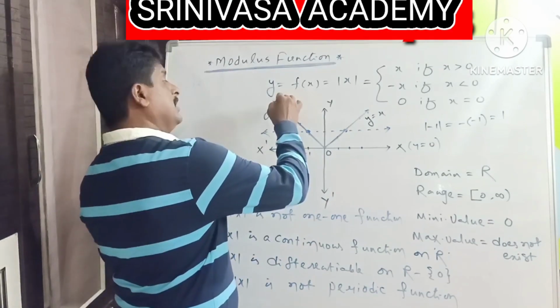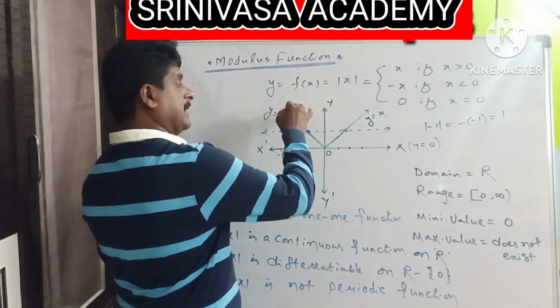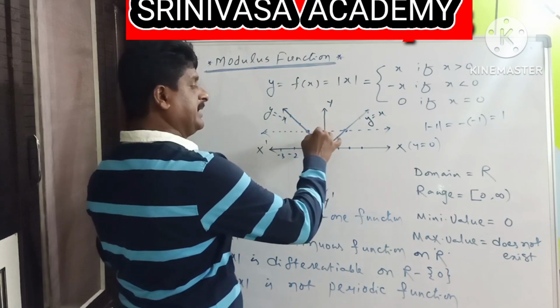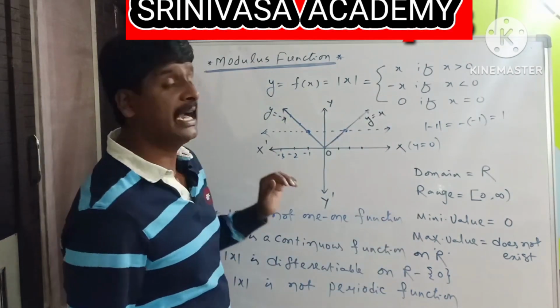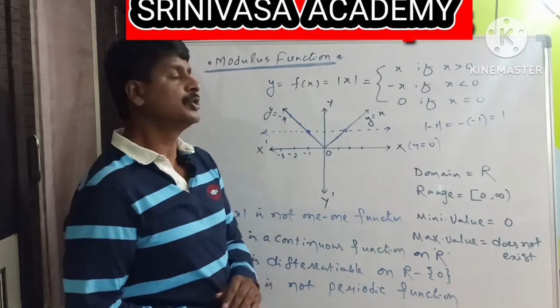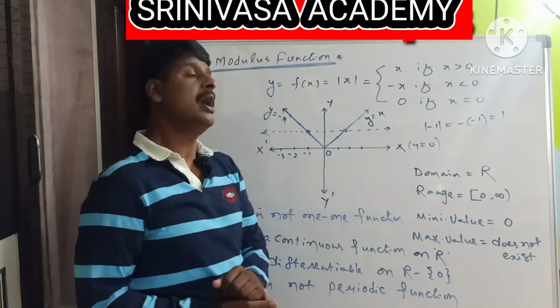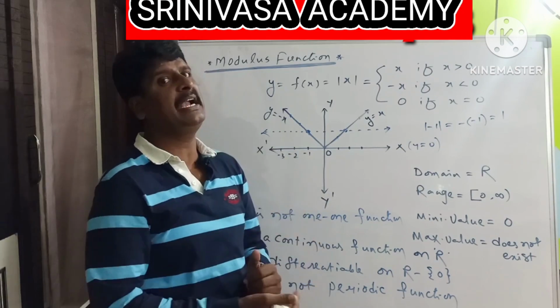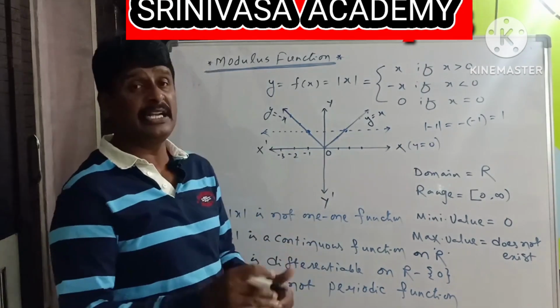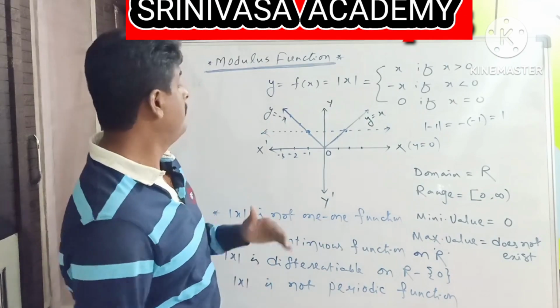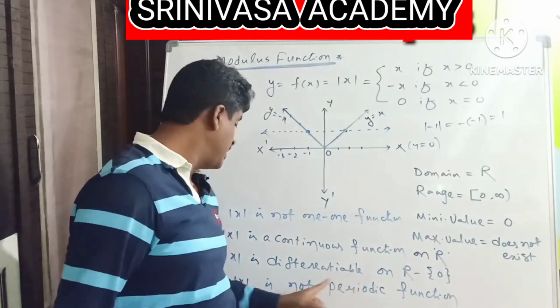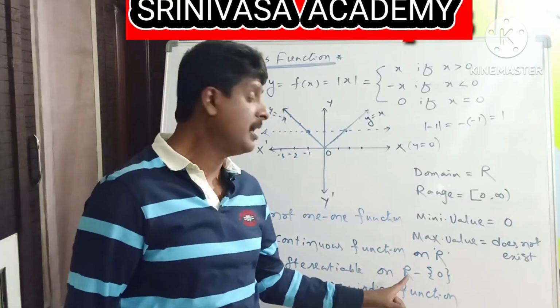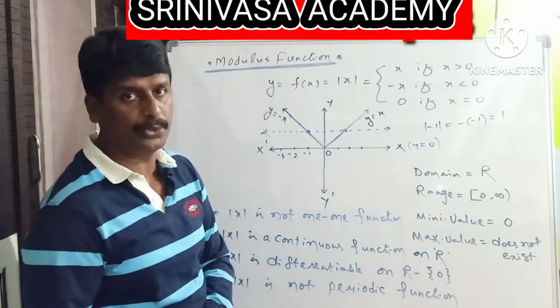Observe that from the left side, the graph is decreasing till 0. Immediately at 0 it is taking a turn. So there is a turning point at 0. Of course, it is a sharp edge. So that's why it is not differentiable at 0, meaning it is differentiable everywhere other than 0. That can be written as mod x is differentiable on R minus singleton 0.